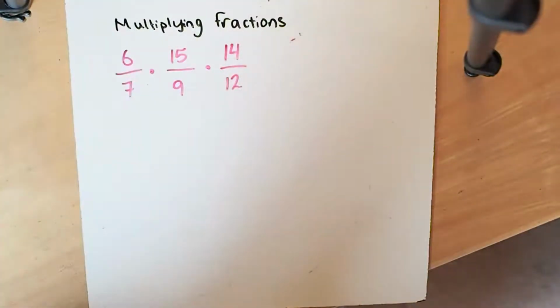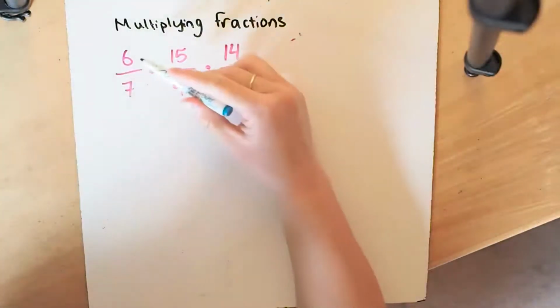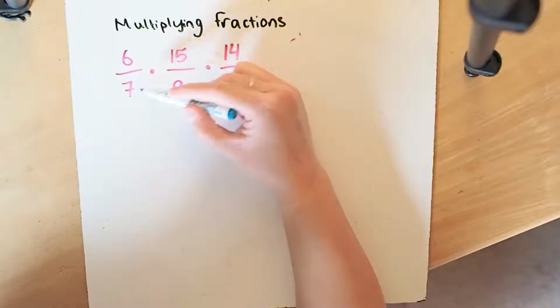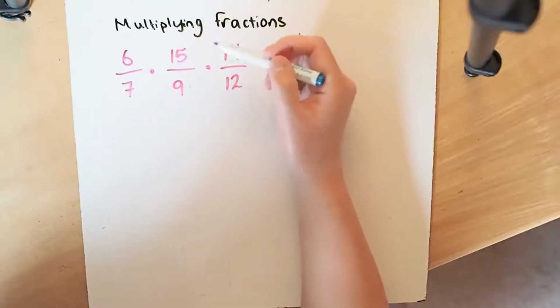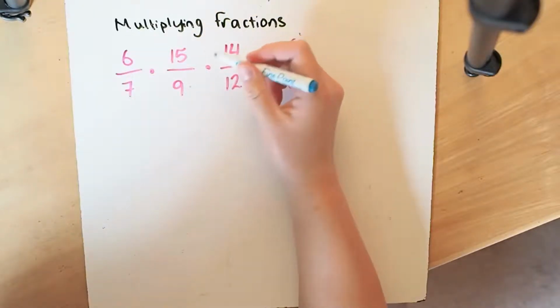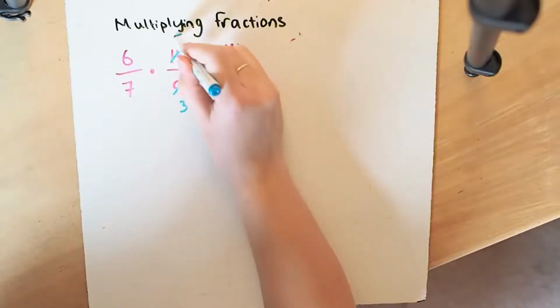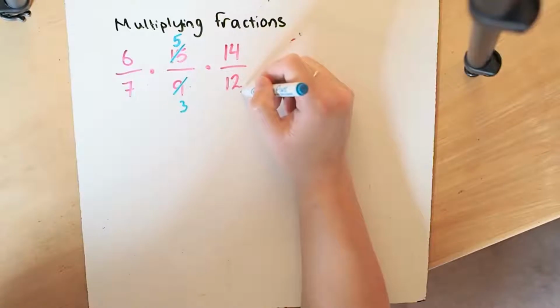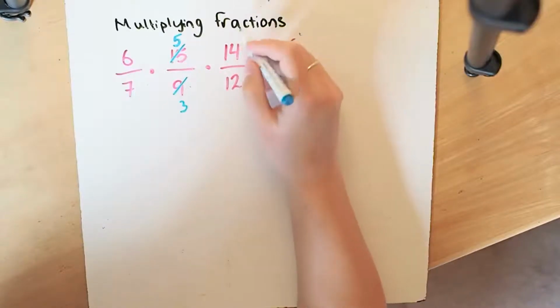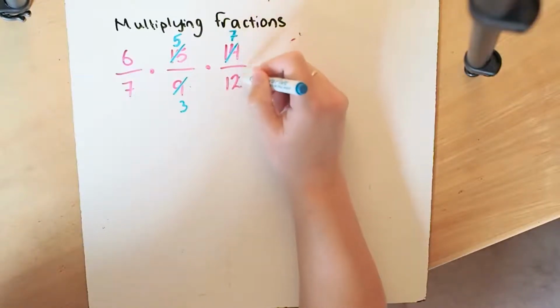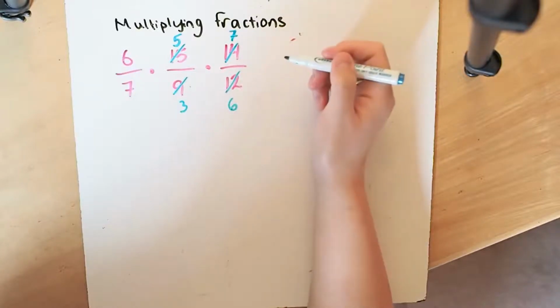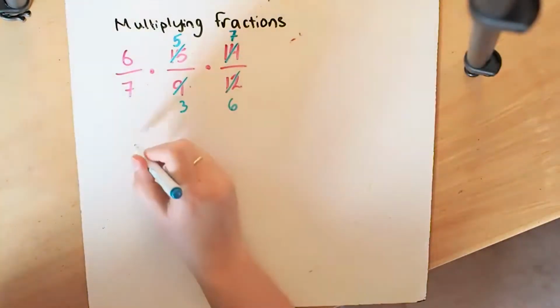Let's check up and down first, vertically. 6 and 7 do not have any common factors, but 15 and 9 do. They have common factors of 3. So 9 divided by 3 is 3, and 15 divided by 3 is 5. 14 and 12 have common factors of 2. If we divide 14 by 2, we'll get 7, and 12 divided by 2 is 6. So let's go ahead and rewrite our new problem.